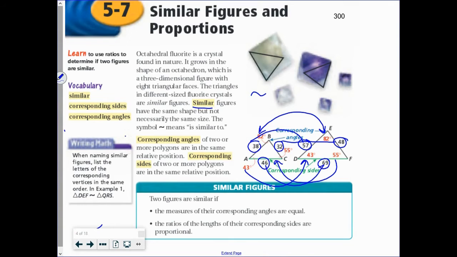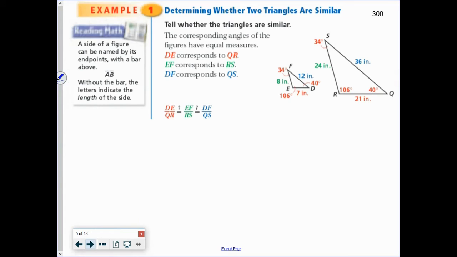So please add corresponding angles and corresponding sides, as well as similar figures, to your vocabulary list, because those words were not in our textbook. These are coming from a supplementary textbook. Let's take a look at the example here. This is on page 300 in the blue textbooks.